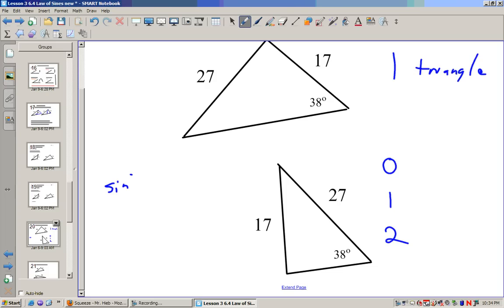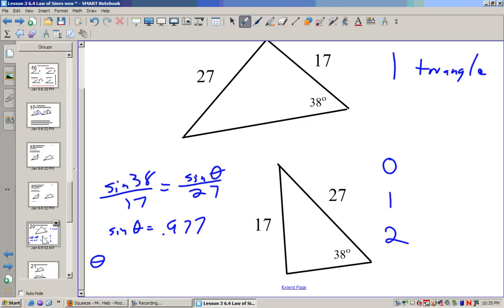So if I do the sine of 38 over 17 is equal to sine of theta over 27. If I multiply that out, 27 times the sine of 38, divide that by 17. So I had the sine of theta is equal to 0.977. And when I took the inverse sine, I got 77.9.